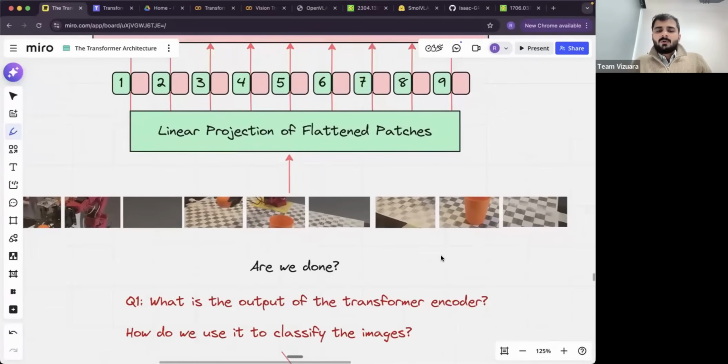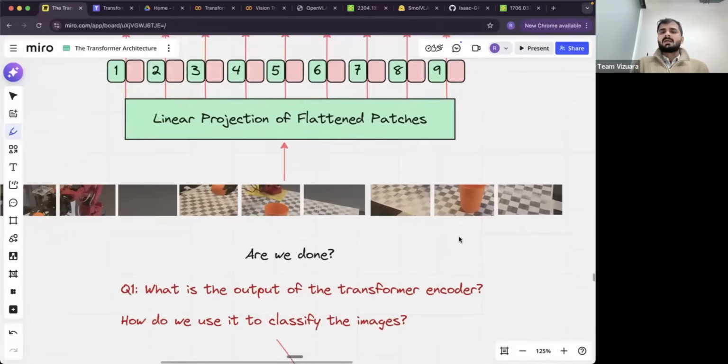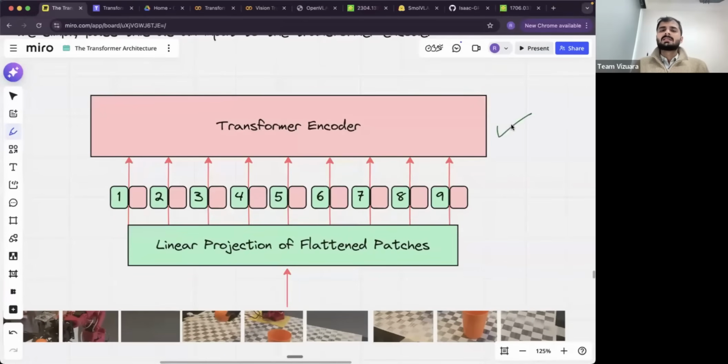So how do we use the output of the transformer encoder? Let's imagine that this is done, and finally we get context vectors out of all of this. How will we use these context vectors to classify the image? I want to understand if anyone has any ideas with respect to this. How will you process these 9 context vectors to classify the image?